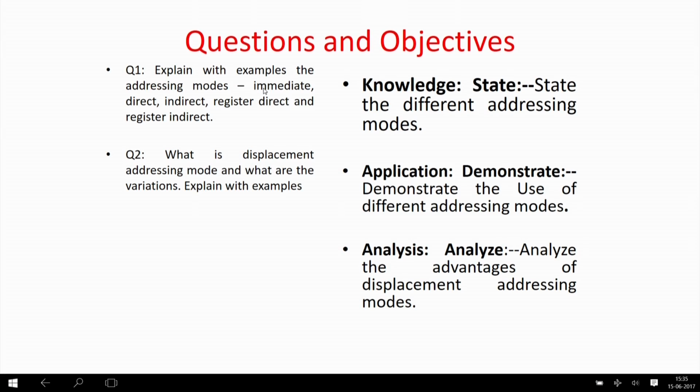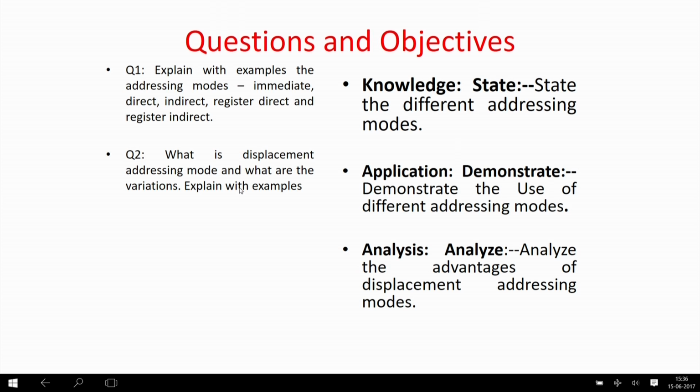So, explain with examples the different types of addressing modes like immediate, direct, indirect, so many we have already discussed. I think with the understanding of this unit and the several examples we have discussed, you will be able to solve this problem, and once you solve it, you will be able to demonstrate the use of different addressing modes, and also state your knowledge of different addressing modes. That is, whenever you explain to somebody the different types of addressing modes and their advantages and disadvantages, you will be able to meet the objectives of stating the different types of addressing modes, demonstrating them with examples, and analyzing their advantages and disadvantages.